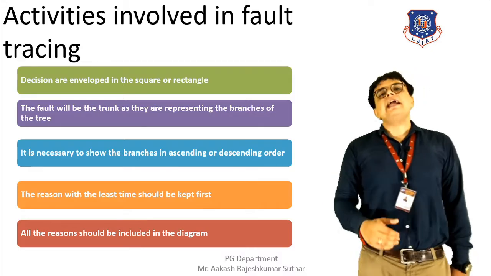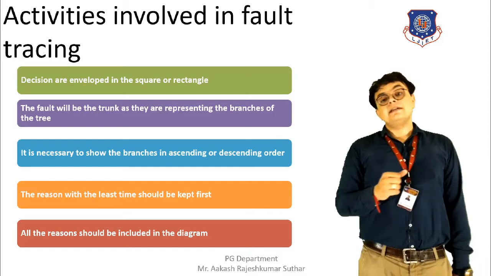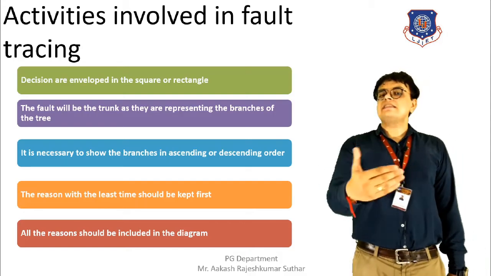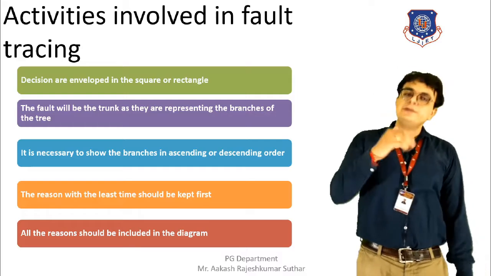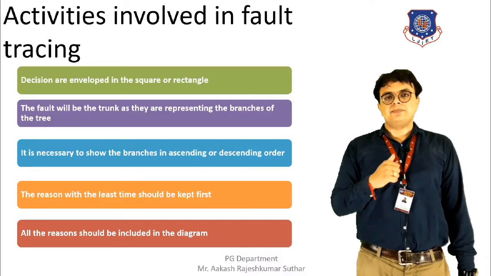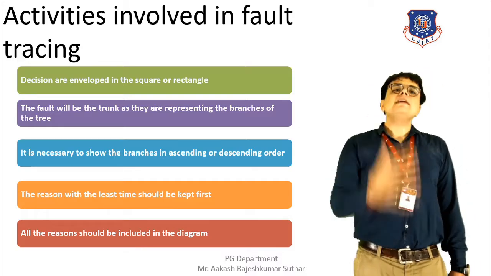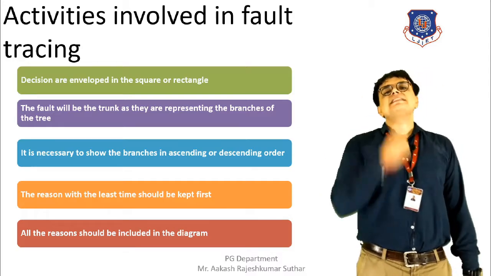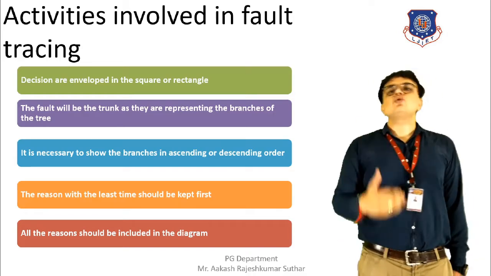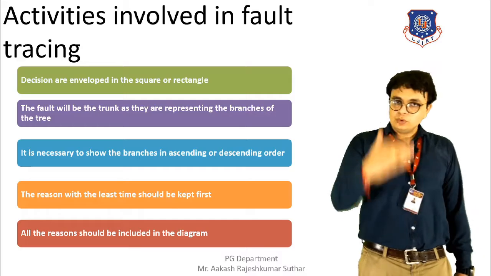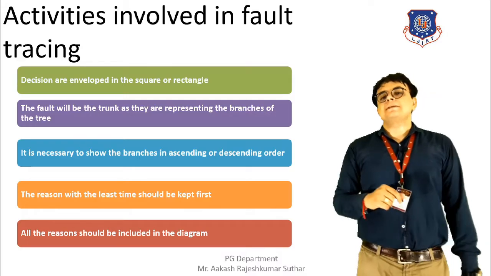This is how the reasons should be arranged, and whatever reasons are found for a machine to get a fault should be represented in the diagram. All the genuine reasons should be included in the decision tree diagram, and accordingly we need to arrange it. How? We have seen in the previous steps.